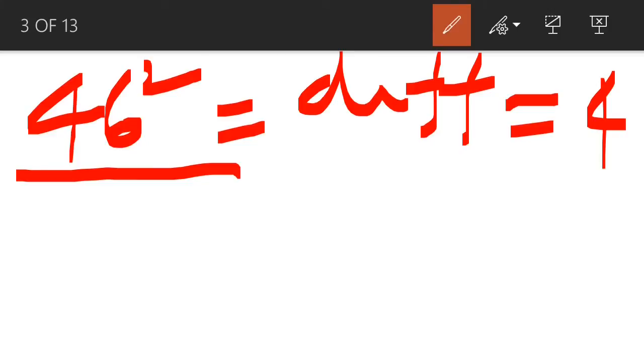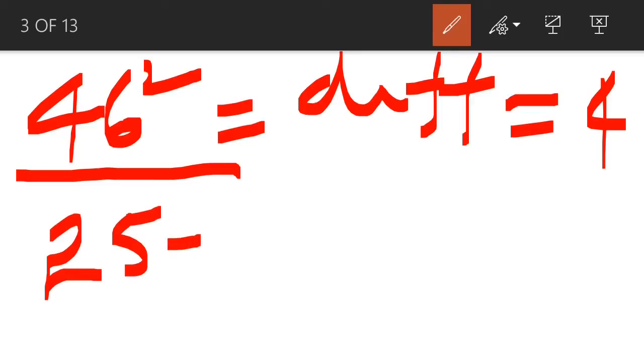Then you have the first part, 25, as a constant value. From that we have to subtract the difference value. Why are we subtracting it? Because the number is less than 50 by 4. If it is greater than 50, we have to add to 25.